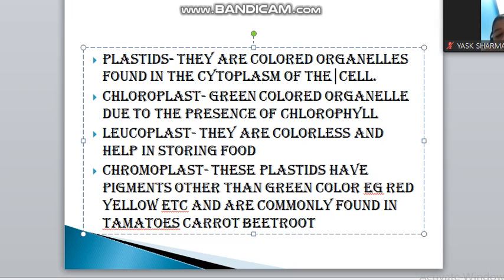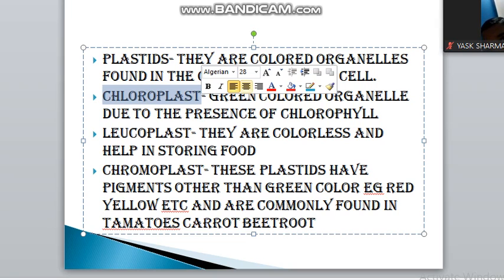So three different types of plastids are there. The first one is chloroplast. You all have heard about chlorophyll, which is very important for the process of photosynthesis. Without chlorophyll, a plant cannot undergo photosynthesis and cannot produce its own food. Chlorophyll is present in the chloroplast. So chloroplasts are the plastids responsible for photosynthesis, and because of the presence of chlorophyll, the color of the chloroplast is green.